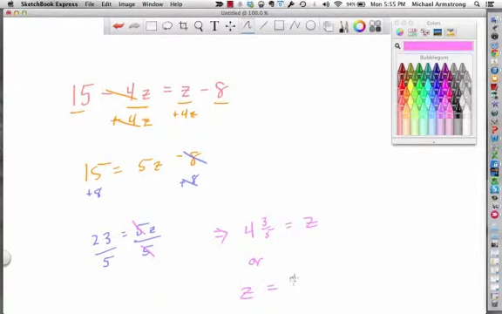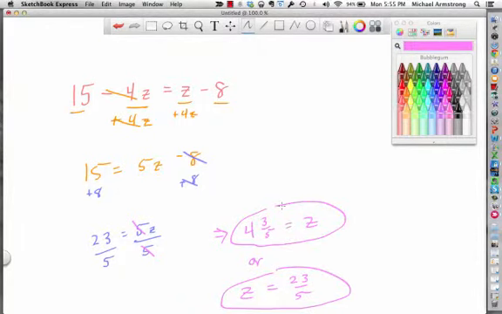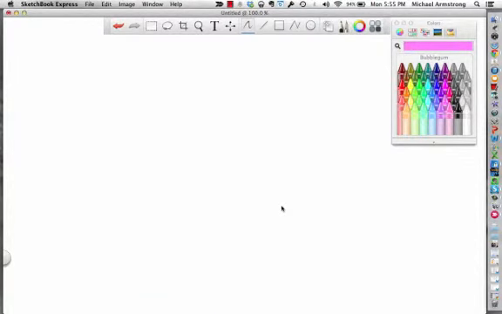Z equals 23/5. This is a good answer. So is this. These are both the same. So think about that for a second. Okay. Now the distributive property is that second thing that we're going to talk about.